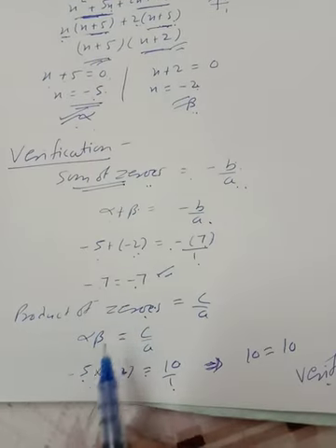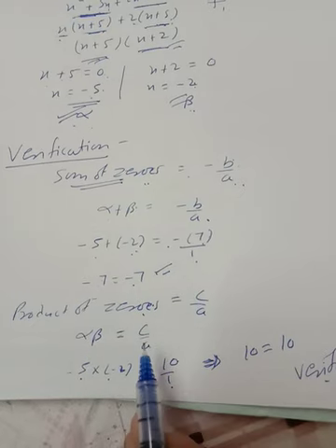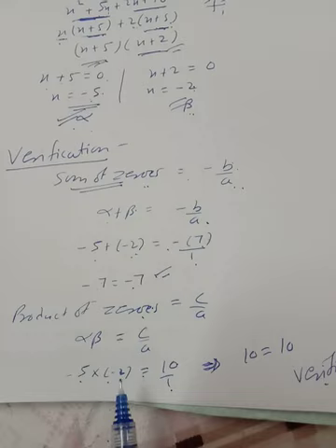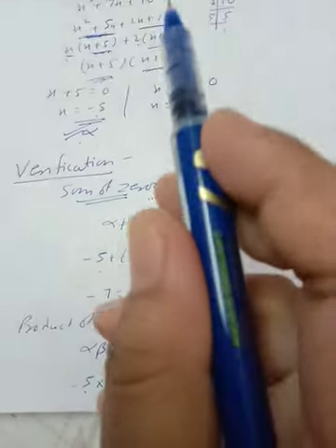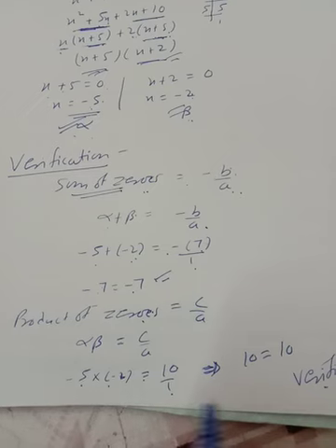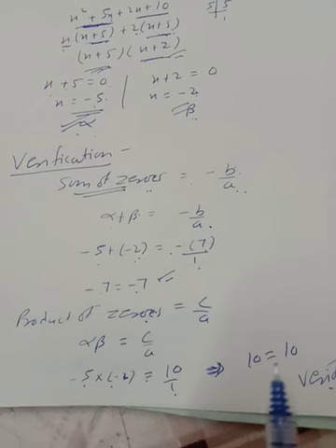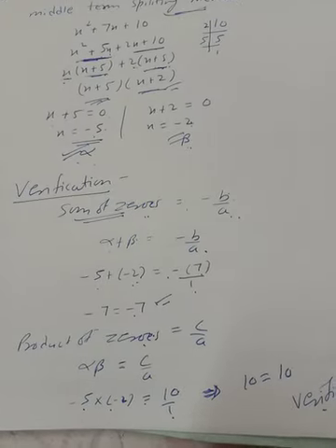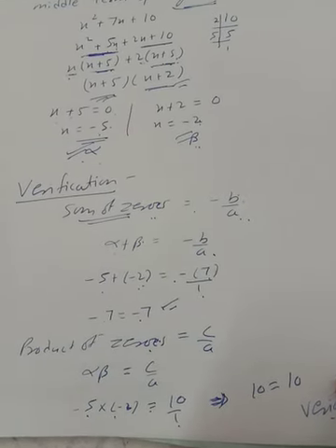Same for the product of zeros, meaning alpha beta must be equal to c upon a. Meaning minus 5 into minus 2 equals the constant term c, here 10, upon 1. Minus into minus is plus. So 10 equals 10. So this verifies the relationship between the zeros and the coefficient.